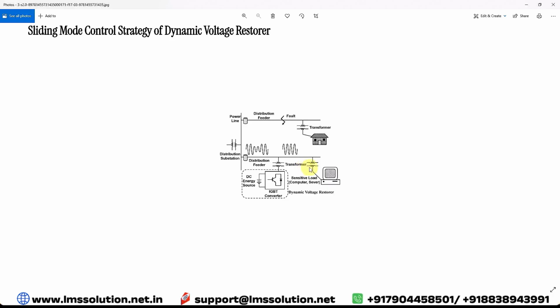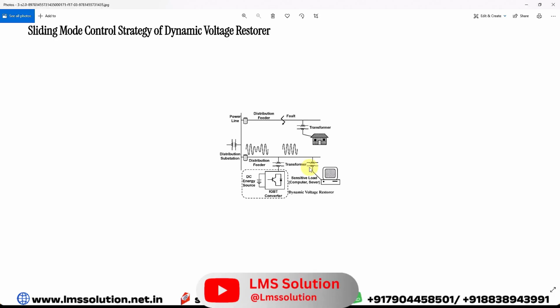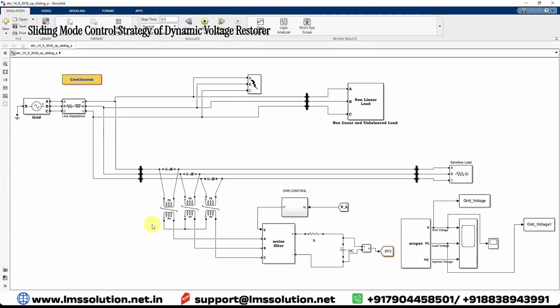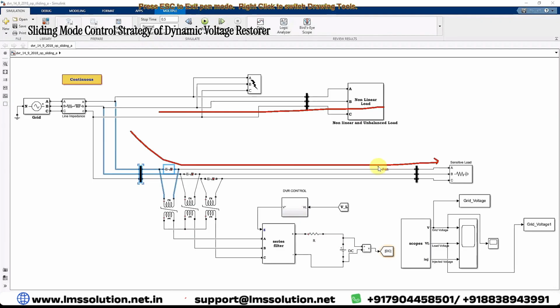Now we are going to see how we can implement this DVR in MATLAB, and also discuss the sliding mode control system. This system is implemented to explain the dynamic voltage restorer. Here you can see we have two kinds of load, as in the distribution feeder. This is the normal domestic load or nonlinear load, and this one we are going to consider as the sensitive load.